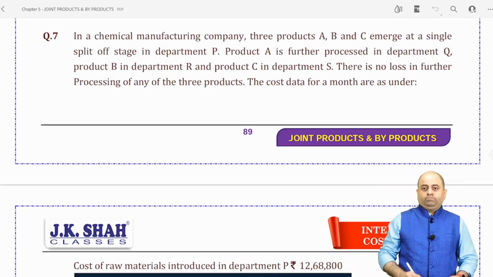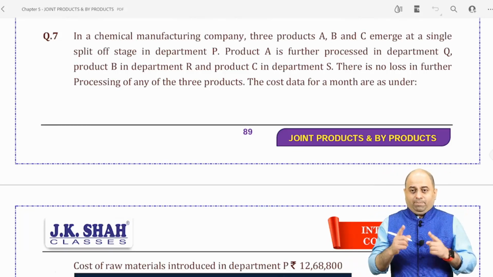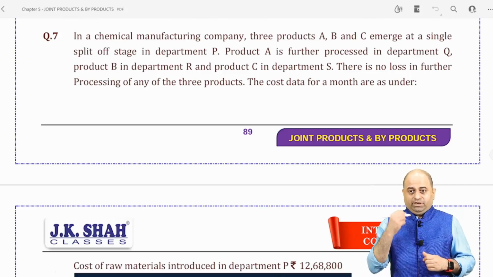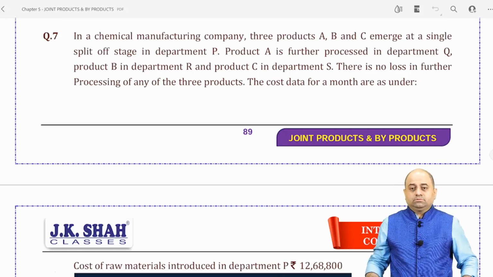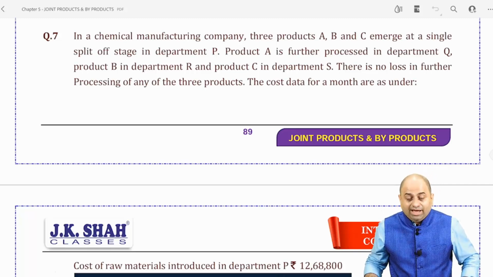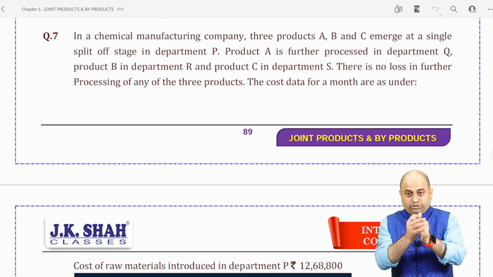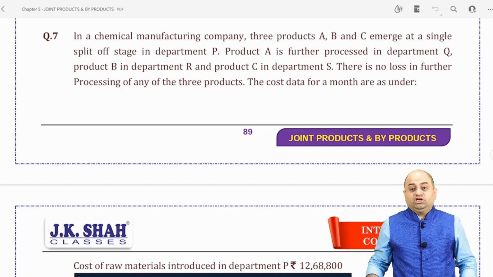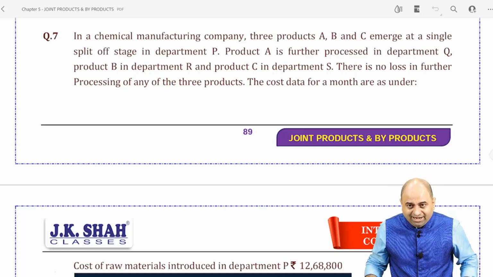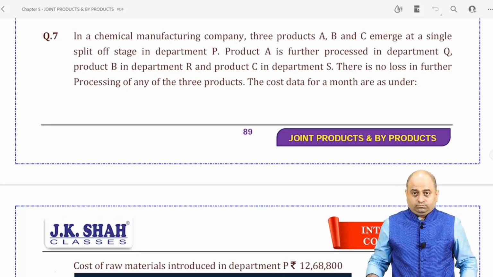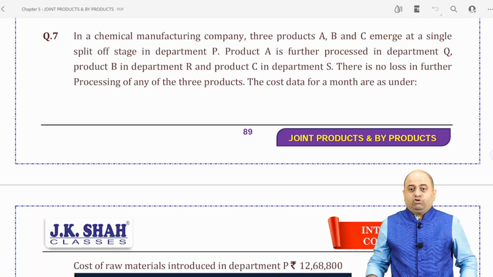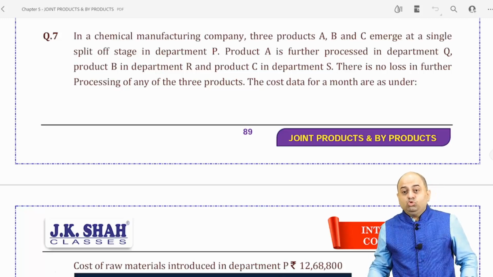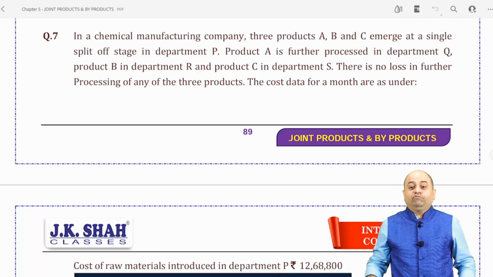I'll repeat. All 3 products are processed together in department P and they are processed further in department Q, R and S. What I would like to tell you is this, that means these products are processed further after department P. Split off point will be in department P. Any cost incurred till split off point is joint cost. That, my dear friends, will become the joint cost for all products, whereas cost of department Q, R and S will become post separation cost for products A, B and C.